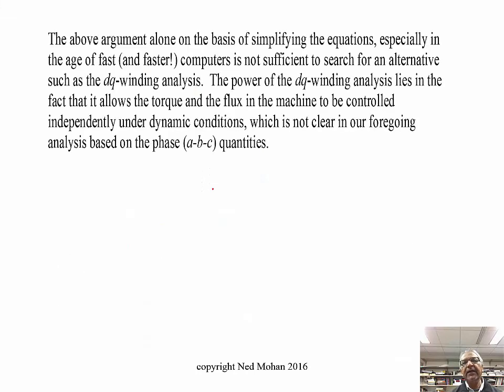But the point is that it doesn't give us the physical intuition of how to control these machines. What we'll do is go to this DQ winding analysis in the next chapter, and we'll see that by controlling the current in one axis, the Q axis, we can control the torque in this machine, and by controlling the current in the D-axis, we can control the flux. And these are independently controlled, so it becomes a very easy and decoupled control, which is not easy to see in these ABC phase quantities.